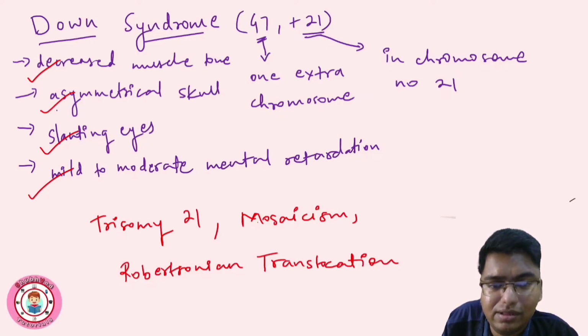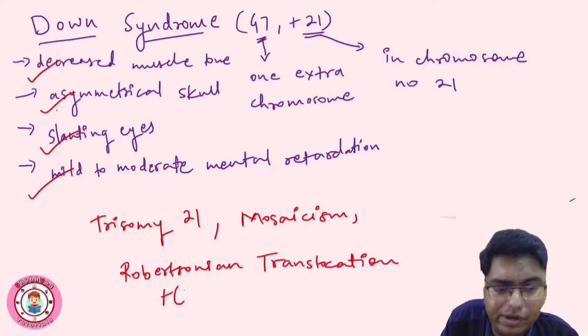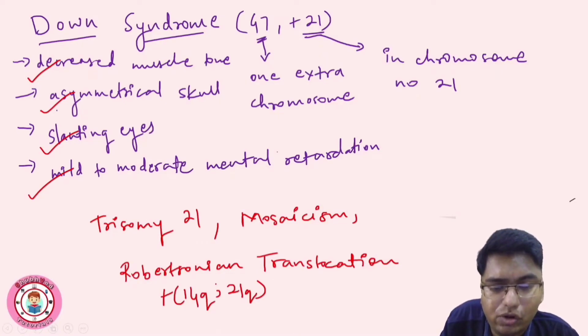Mosaicism is an extra chromosome, but in some cells, not all cells. The very small percentage is from Robertsonian translocation. Robertsonian translocation is a translocation between 14q and 21q. So there is translocation between these long arms which fuse together to form this condition. So this is Down syndrome.